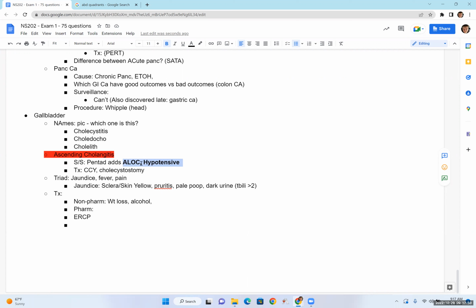Fever, right? Pain. That's part of the triad. We're sticking to the triad, right? Here it is, triad right here. You got jaundice, fever, and pain. And we already know about jaundice, right? So jaundice has all those symptoms there, plus fever, right?